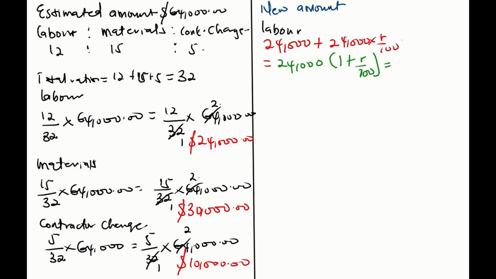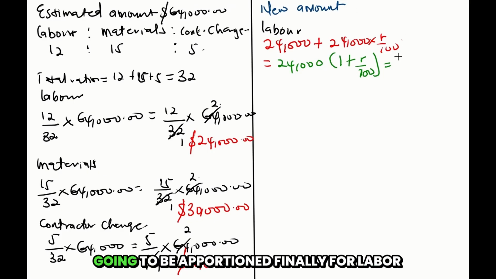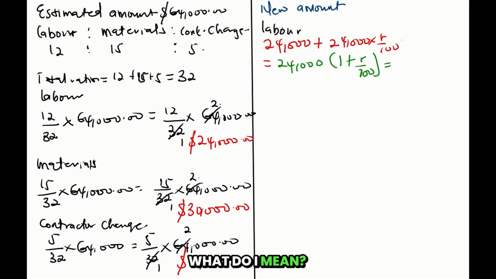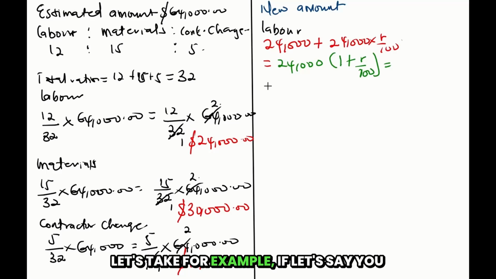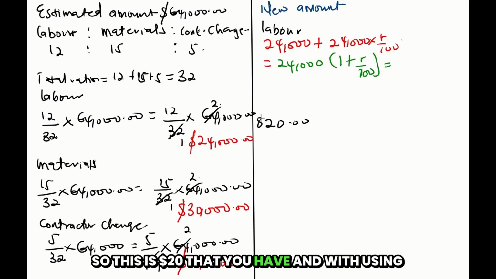Now, we identify that since it has increased by R%, the total amount that is going to be apportioned finally for labor is going to be the initial amount plus the increment. What do I mean? Let's take, for example, let's say you have $20. You have $20, for example. So this is $20 that you have, and you are using this for a certain business and it increased by what?